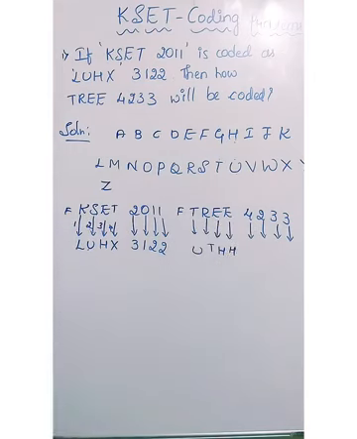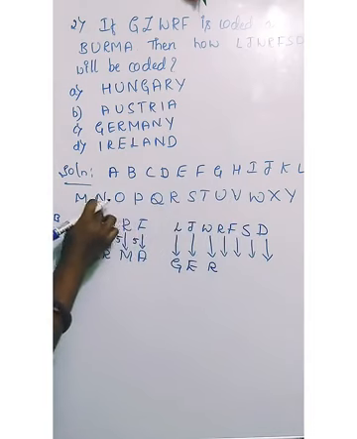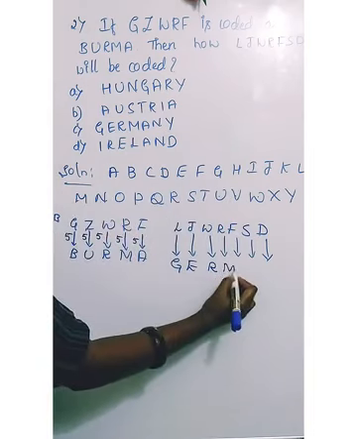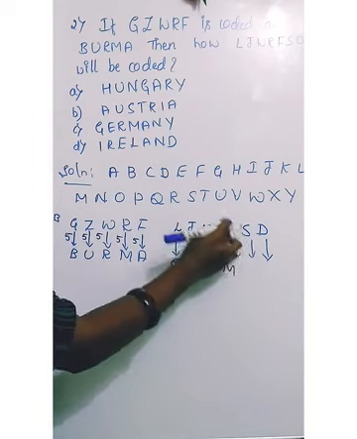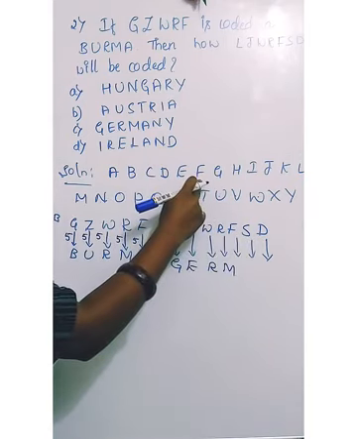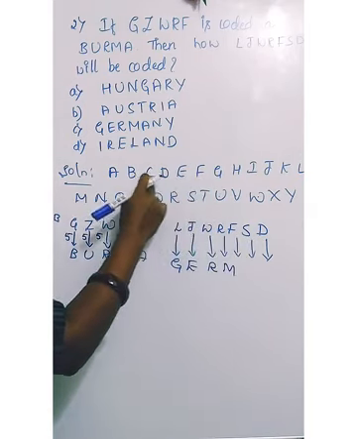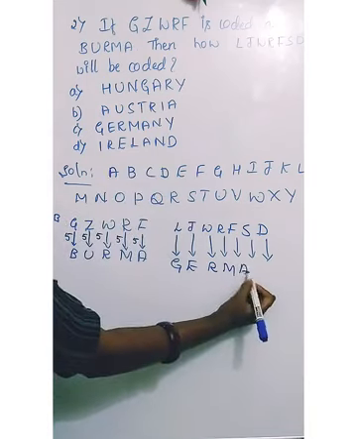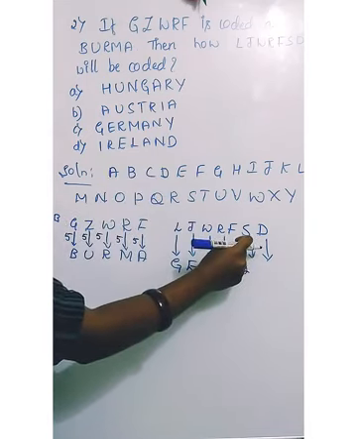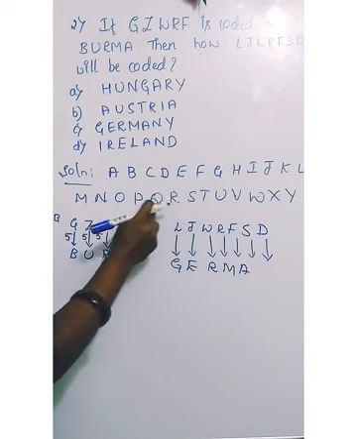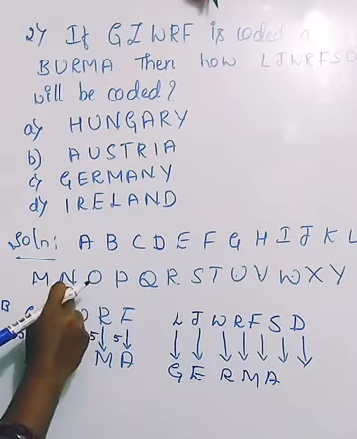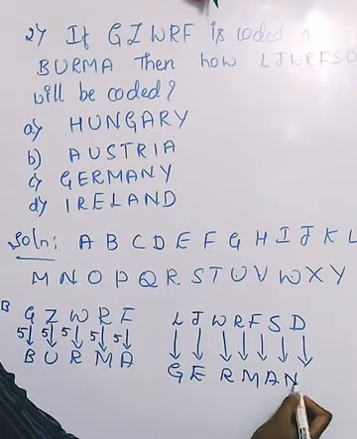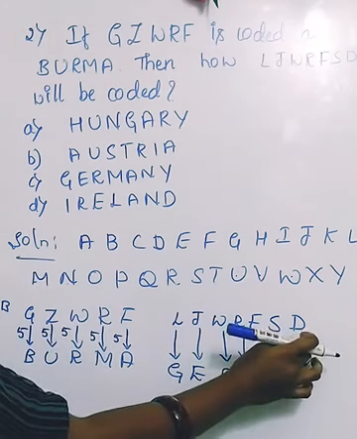E. For W, 1, 2, 3, 4, 5. R. For R, 1, 2, 3, 4, 5. M. For F, before the fifth letter, 1, 2, 3, 4, 5. For S, before the fifth letter, 1, 2, 3, 4, 5. N. Same way for D here.